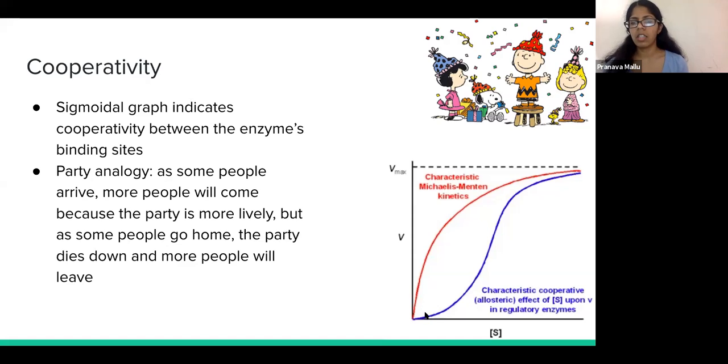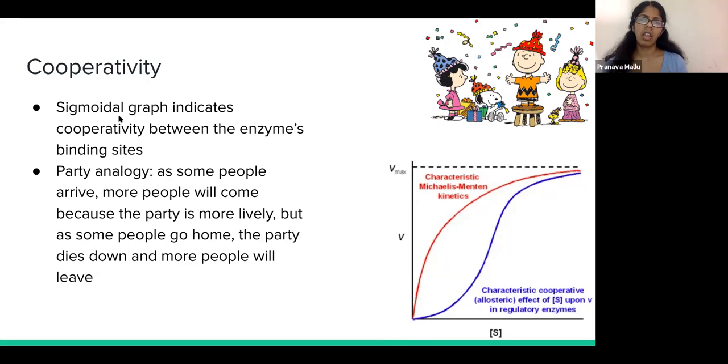So what you see is a deviation from regular Michaelis-Menten kinetics, and you see that it takes on a sigmoidal shape instead. This is because as you get just one substrate binding to a subunit, it induces all the other ones to bind really quickly, and then it tapers off. So just remember that the sigmoidal curve is characteristic of cooperative enzymes. And Ashley had this party analogy.